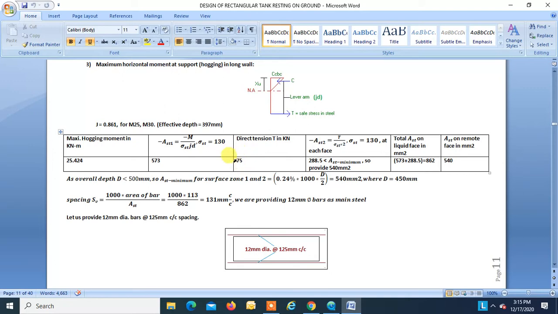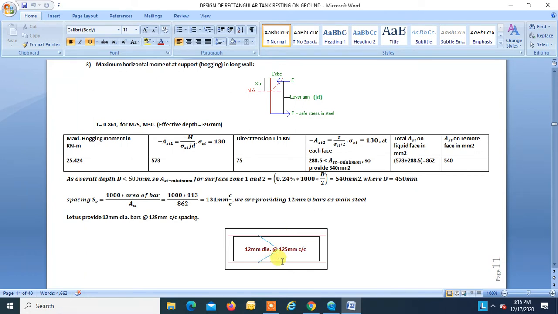This is whatever steel we are getting. So T divided by sigma st divided by 2, we are getting 288.5. So provide 288.5 over here and provide 288.5 over here.